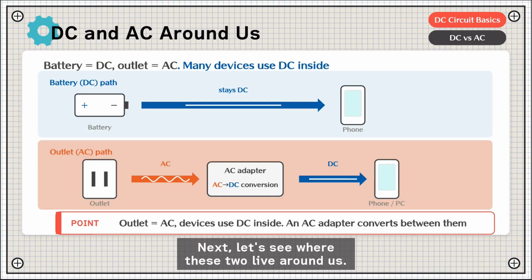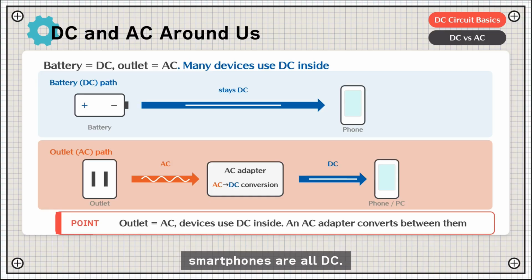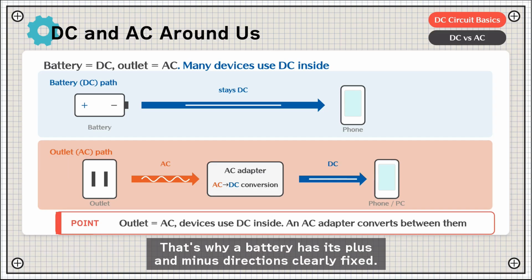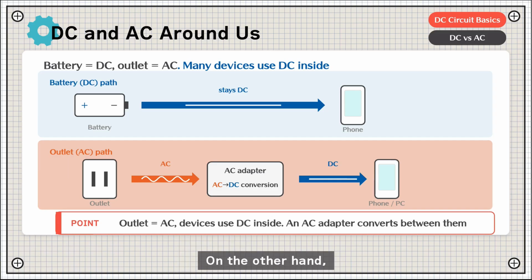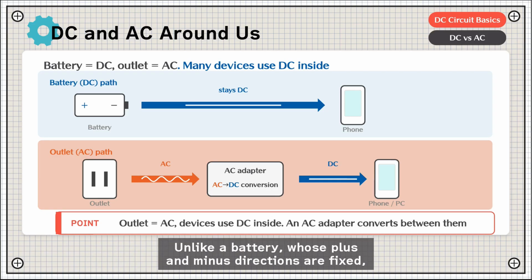Next, let's see where these two live around us. First, a familiar example of DC is the battery. Dry cells and the batteries inside smartphones are all DC. That's why a battery has its plus and minus directions clearly fixed. On the other hand, a familiar example of AC is the household outlet. The electricity coming from the wall outlet is AC.